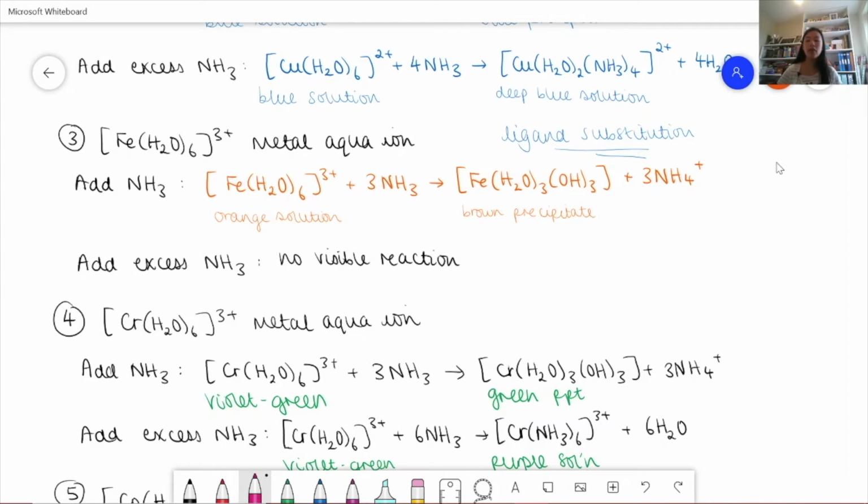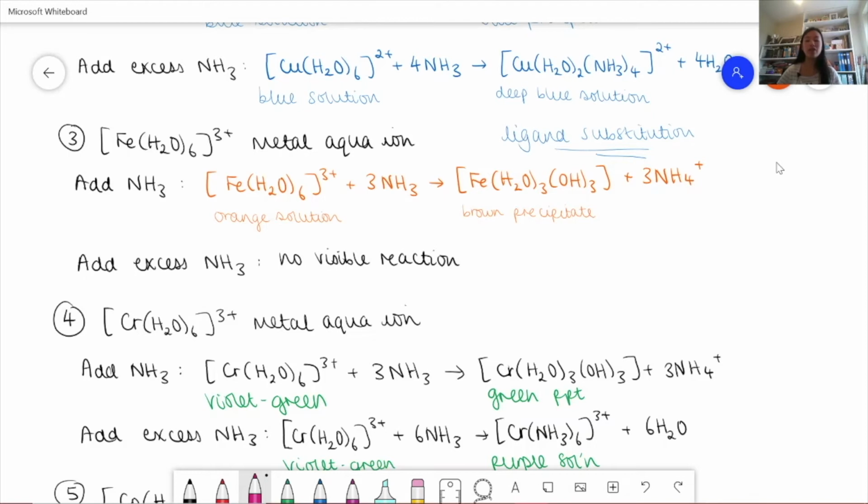And then with chromium 3+, the same thing happens. So we have the chromium 3+ and then 3 ammonias, and then we form the precipitate. These colours you probably don't need to know as much because they can actually vary depending on the reaction. But the chromium should be a slight violet green kind of solution, and so it should form a green precipitate. When we add excess ammonia, what happens is the green precipitate then redissolves.